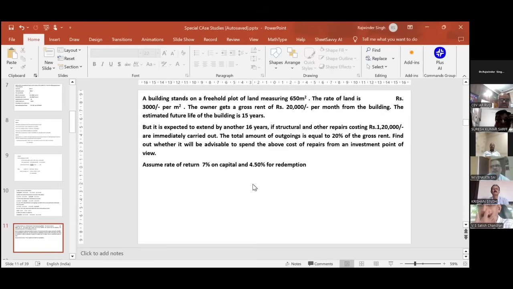But it is expected to extend by another 16 years if the structural and other repairs costing 1,20,000 are immediately carried out. The total amount of outgoings is equal to 20% of the gross rent. Find out whether it will be advisable to spend the above cost of repairs from an investment point of view. Assume the rate of return is 7% on capital and 4.5% for redemption.